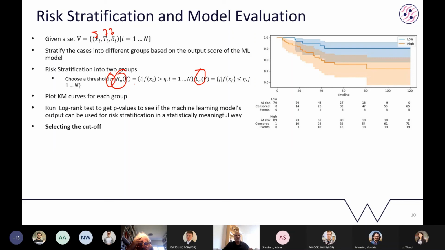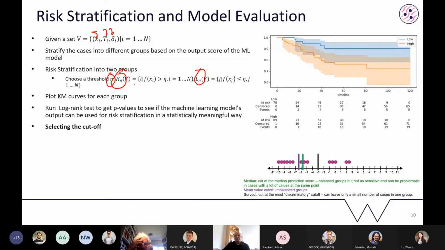How we select this cutoff or eta value is interesting. Once you generate your predictions from your machine learning model, you would need to select a cutoff. So it's much like what threshold would you use for classification? When would you call something negative, and when would you call something positive in a classification problem? It's the same exact problem in risk stratification for survival analysis.